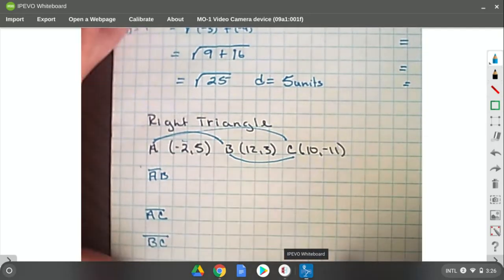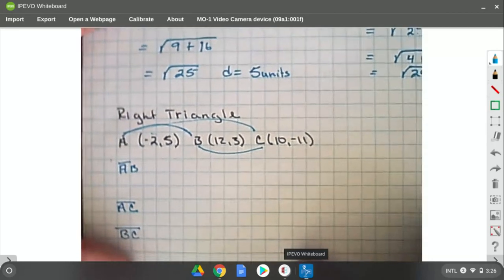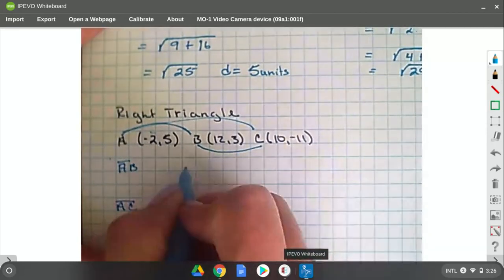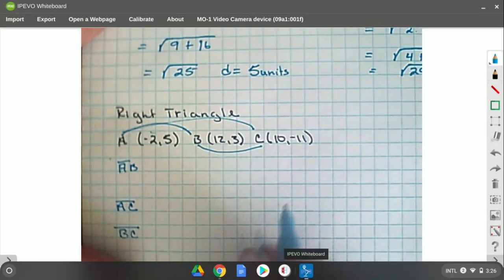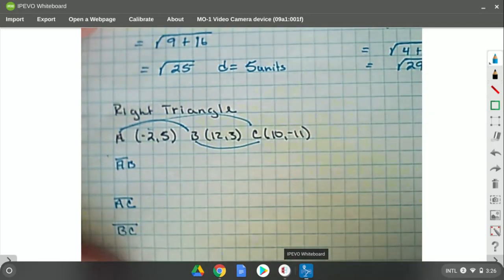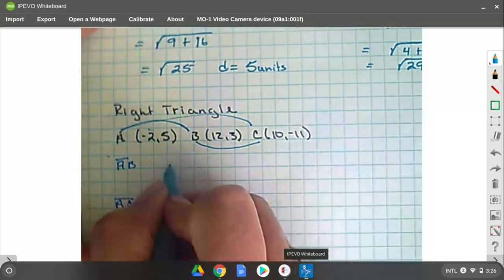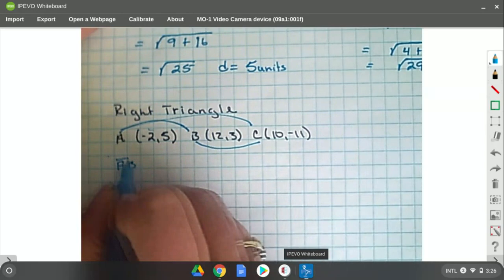If it's yes, then you got a yes. If it doesn't, it doesn't. Sometimes it'll be one or the other. Don't think that just because it doesn't fit in, you have the wrong answer. That just means that it's not a right triangle.